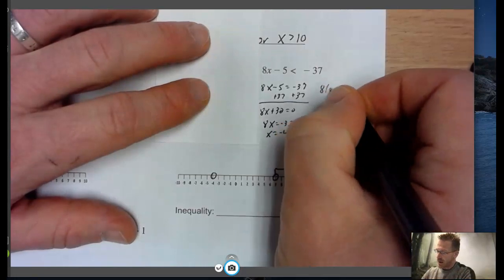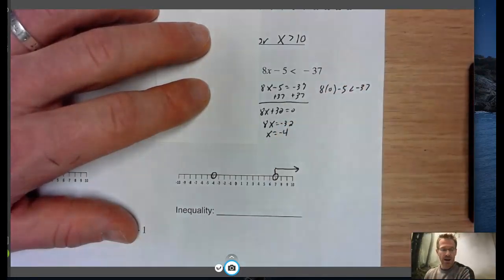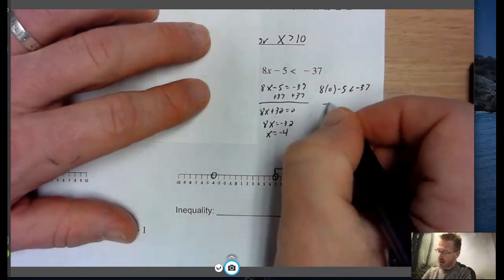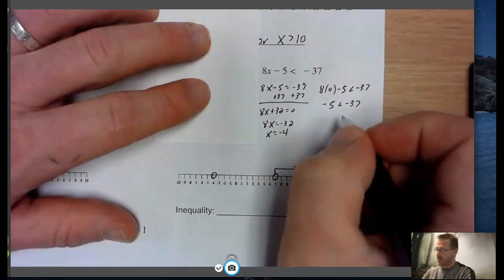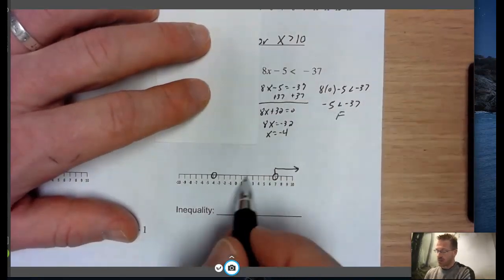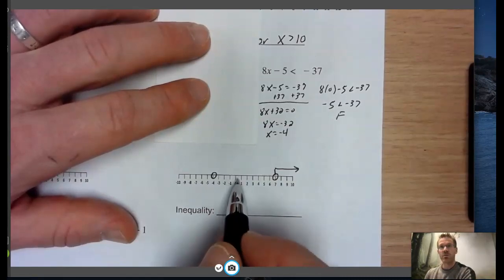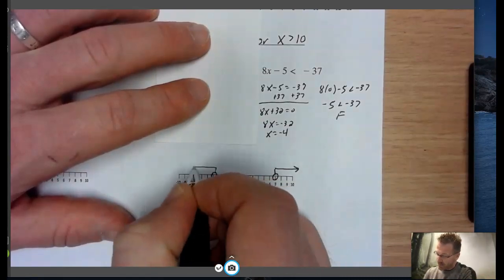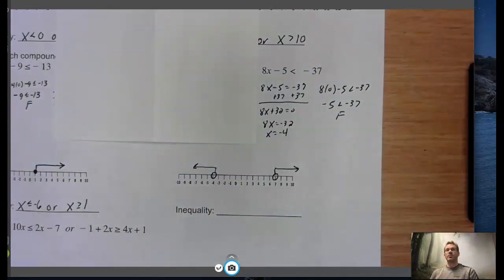So 8 times 0 minus 5 is less than negative 37. 8 times 0 is 0, and so I get negative 5 is less than negative 37. That is a false statement. So that means 0 is on the false side right here. So we want the true side, which would be to the left here. And there it is.